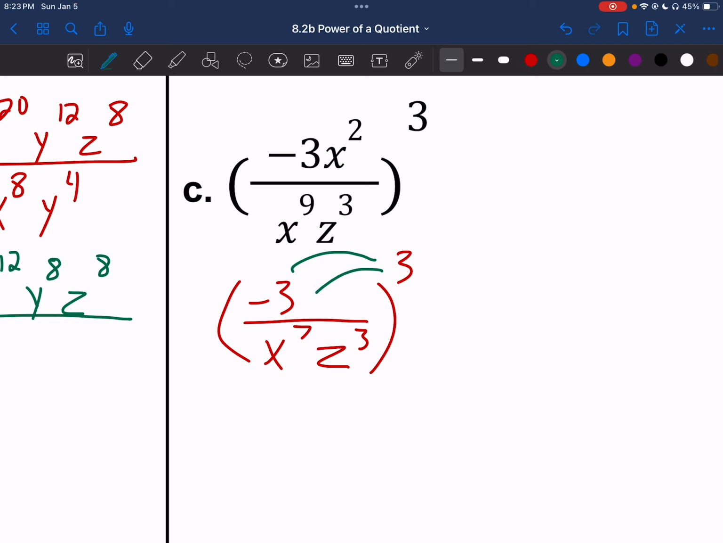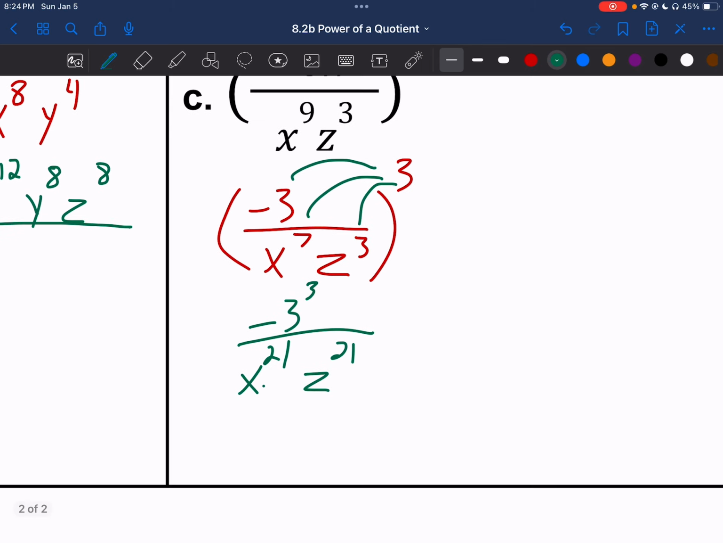So now I distribute to all of my pieces using the power rule. So I have -3 to the third power over x to the 21st, z to the 21st. And when I multiply that out, I get -27 over x to the 21st, z to the 21st.